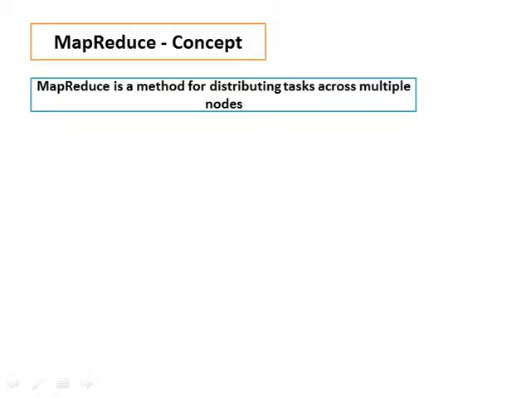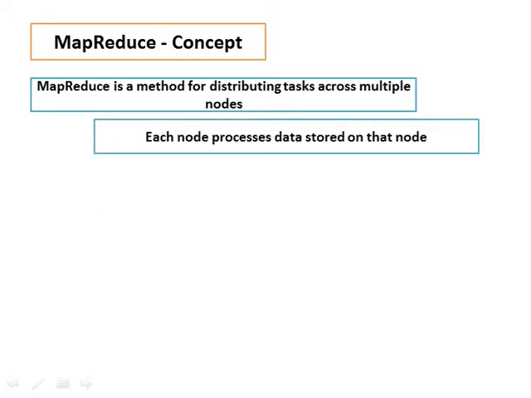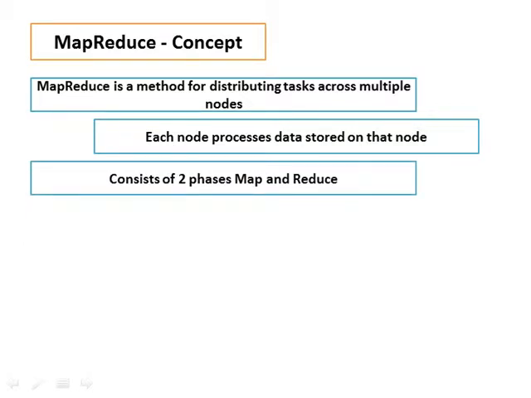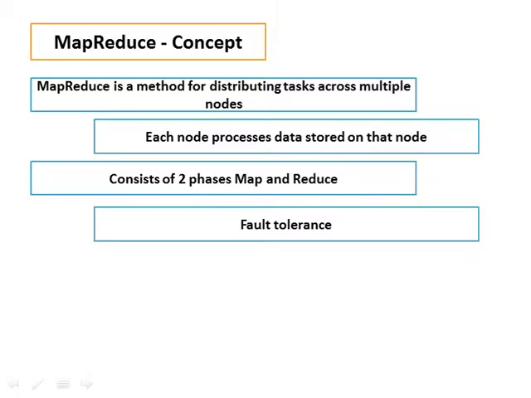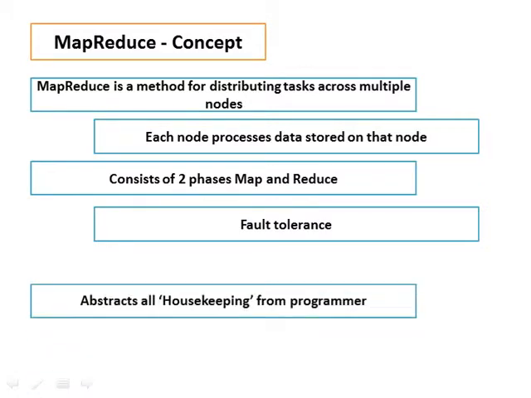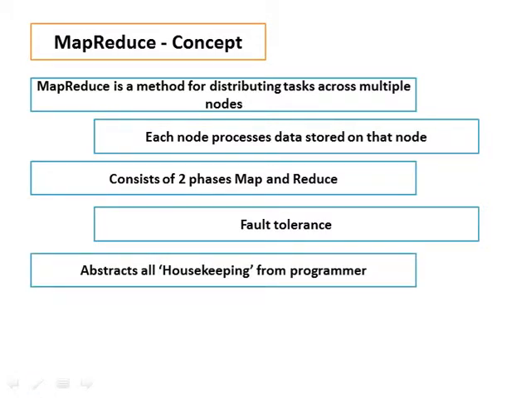MapReduce is a method for distributing tasks across multiple nodes. Each node processes data stored on that node. MapReduce consists of two phases, map and reduce. MapReduce uses fault tolerance. MapReduce abstracts all housekeeping from programmers.